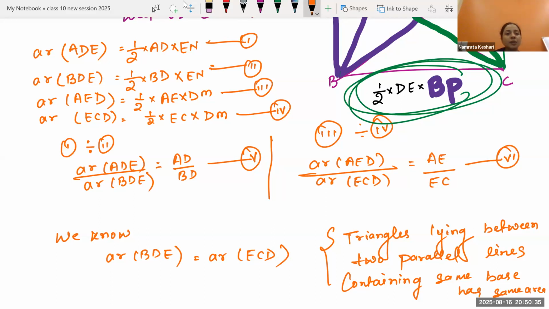Okay, now look carefully. Numerator here, numerator here same; denominator here, denominator here, just now we have declared it will be same. Then we can compare equation 5 and equation 6 and we are done with the proof. Now we are going to write that area of triangle ADE by area of triangle BDE is equal to area of AED by ECD. Okay, let's write it.